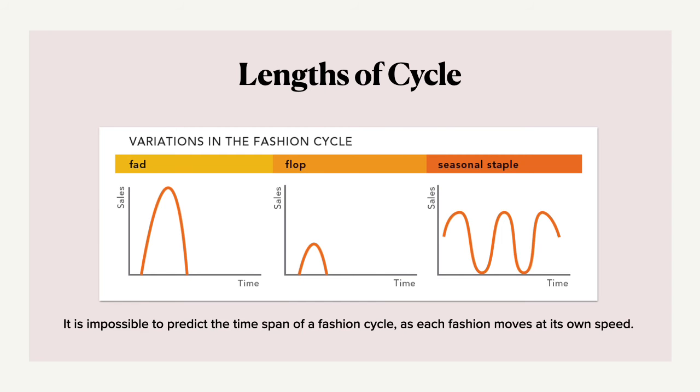The lengths of the fashion cycle. So there are variations in the fashion cycle. You have fad, flop, and seasonal staple. With the fad, you will see that the trend, or the fad, I should say, accelerates quickly. But once it hits its peak, it also declines quickly. With the flop, the product barely makes it off of the ground.